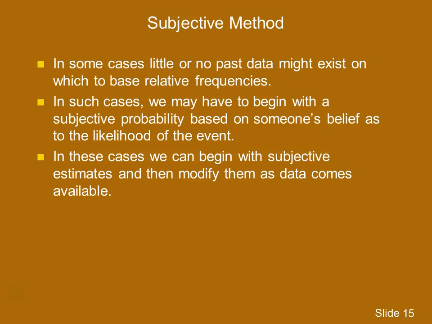In many cases, you start with a subjective belief, and then you can modify them as data comes available. For example, sometimes a firm comes out with a test market of a new product to see how well it sells, and from that they can modify the probability of success.